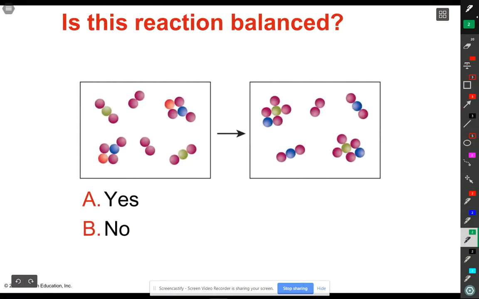I've already talked about that enough. Here is a pictorial question for you to determine if this is a balanced reaction. Now, how would you know from this picture if it's balanced or not? What would you have to do?